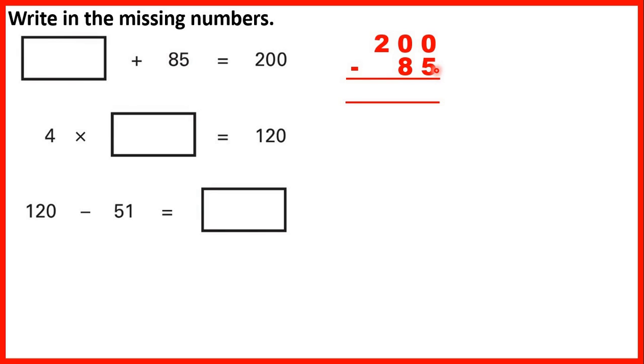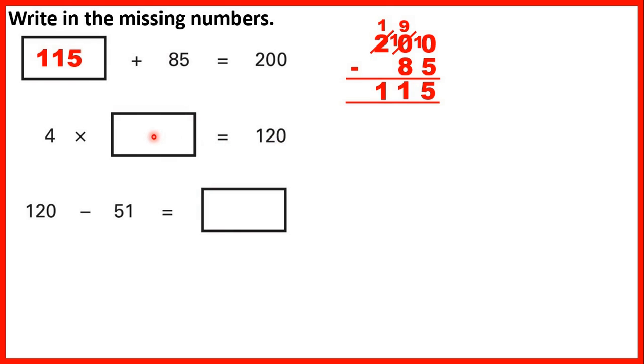We might be able to do that mentally, but if we use column subtraction, we can't do 0 minus 5. We go to the left, but we still have a 0, so we go to the left again. 1 less, 1 in front, and now 1 less than 10 is 9, 1 in front. So 10 minus 5 is 5, 9 minus 8 is 1, and 1 minus nothing is 1. So we get 115.